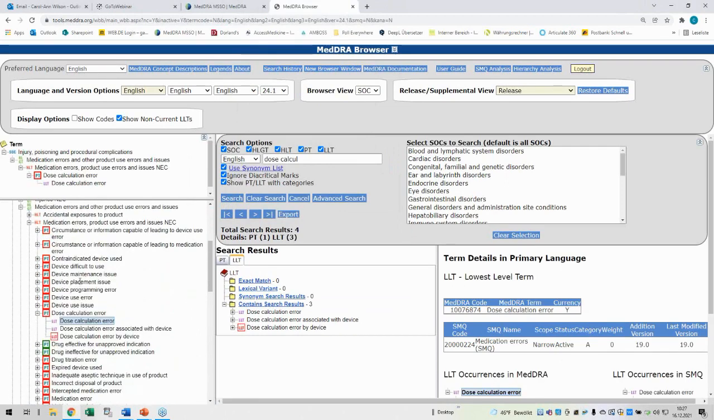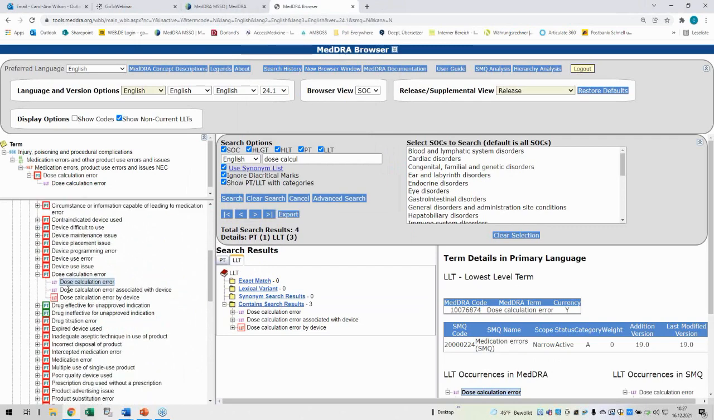It's grouped under medication errors, product use errors and issues, NEC. So it was a dose calculation error, not by a device. The nurse made it. So this would be a perfect match to what has been reported, that the nurse made an error when calculating the dose due to wrong assumptions.